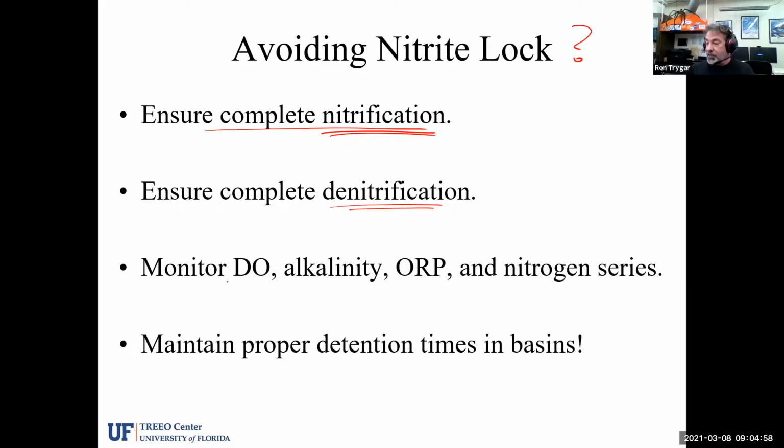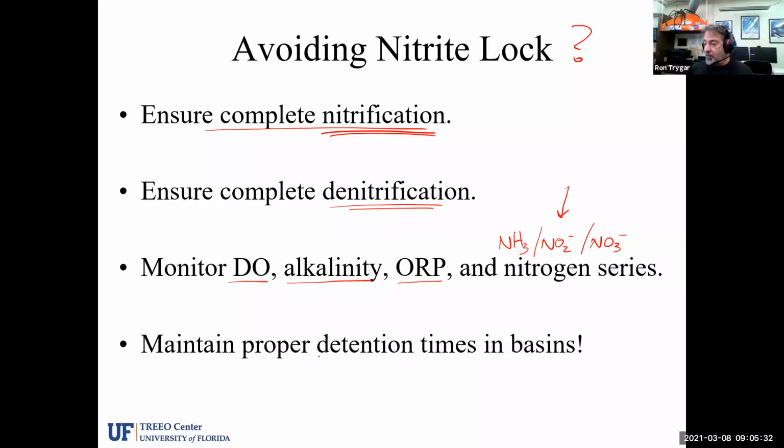Make sure you monitor the dissolved oxygen, the alkalinity, the ORP, which is the millivolts, and the nitrogen series. When I say nitrogen series, you're going to be monitoring ammonia, you're going to monitor nitrite, and you're going to monitor nitrate. That's generally what we mean. You're going to monitor those 3 things because you want to see what forms of nitrogen are leaving the facility, and that would cause you the nitrite lock if you have some of this present.